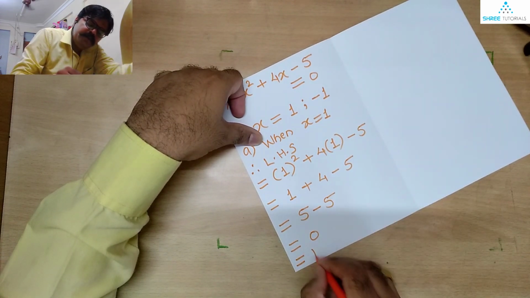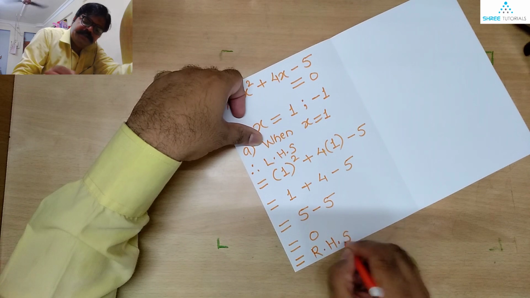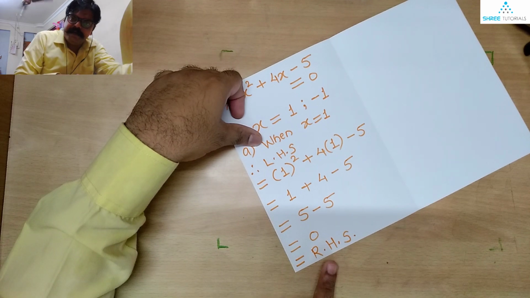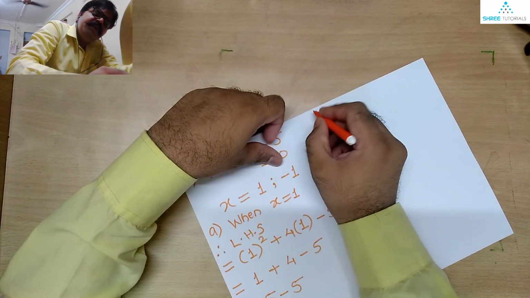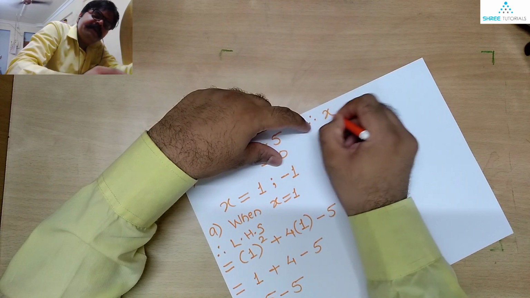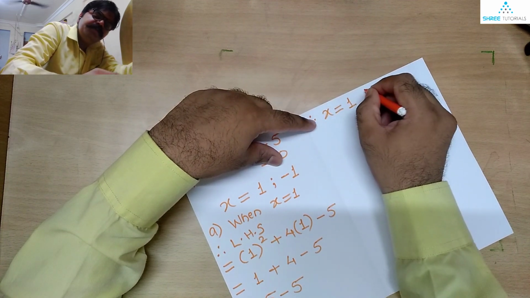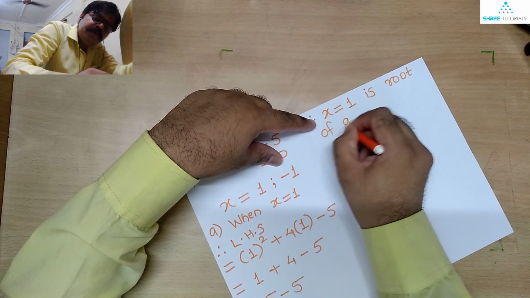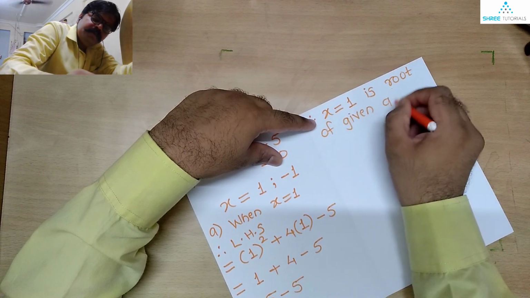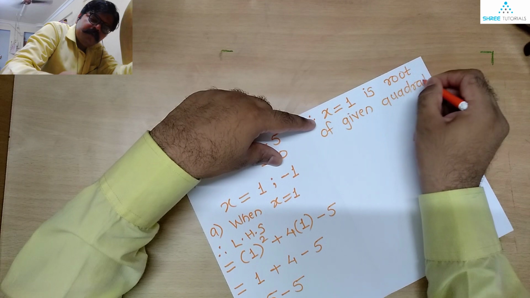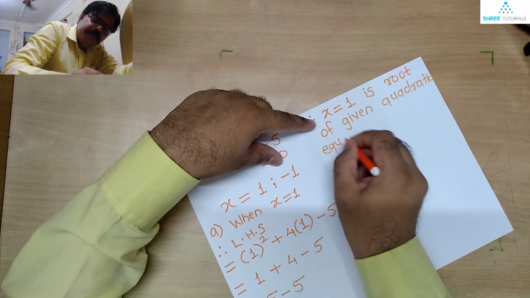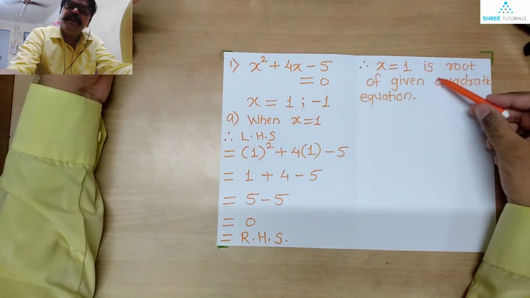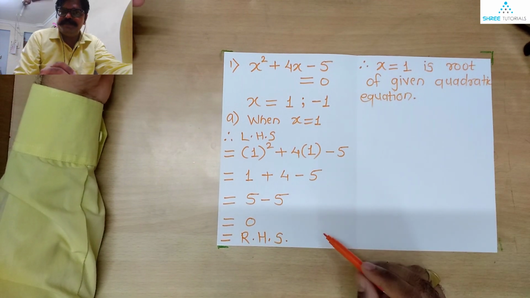Therefore we are going to write over here equal to RHS, right hand side, and since left hand side and right hand side are equal, we are going to conclude that x is equal to 1 is a root of the given quadratic equation.